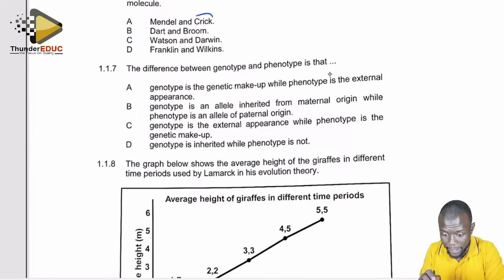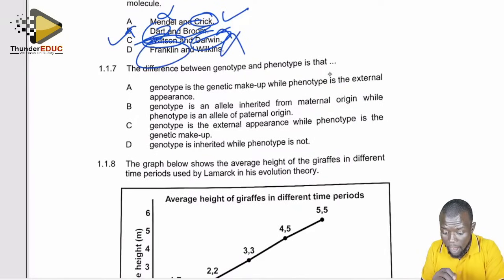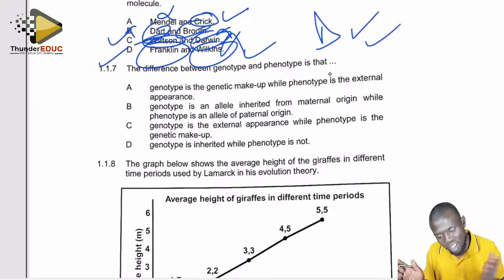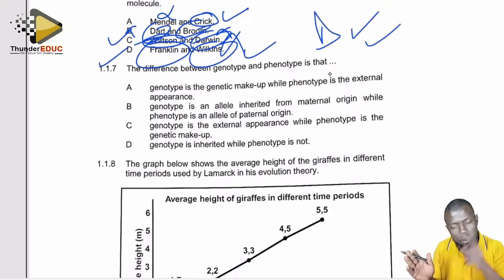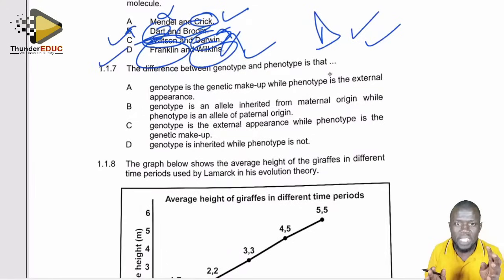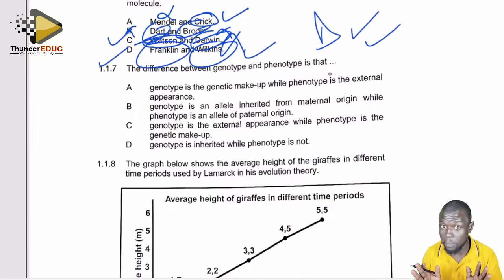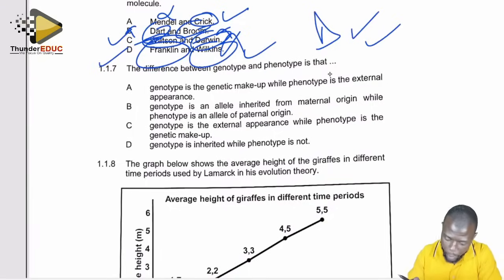Mendel and Crick. Yes, Crick, yes, but Mendel is out. Darwin, that is evolution, is out. Watson is correct, but Darwin is out. Franklin, yes, correct, and Wilkins, yes, correct. So D becomes the most correct answer: James Watson, Francis Crick, Maurice Wilkins, and Rosalind Franklin. Those are the 4 individuals who participated in the discovery of the DNA structure. Yes, so that's it. We continue.